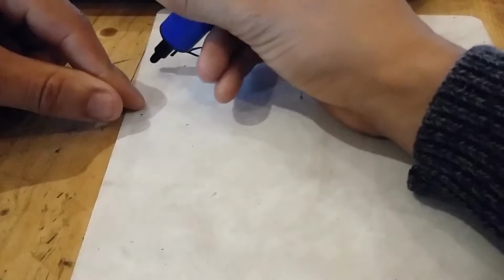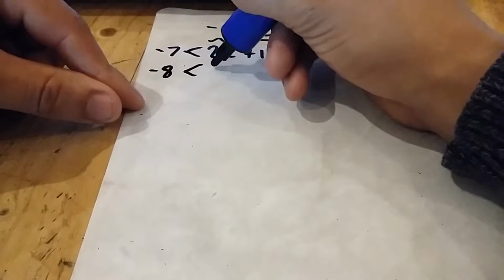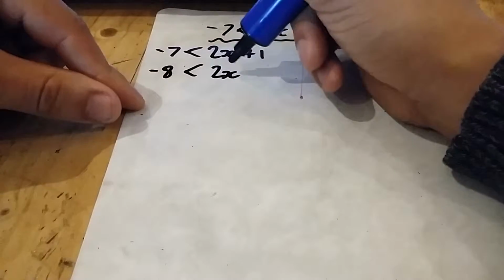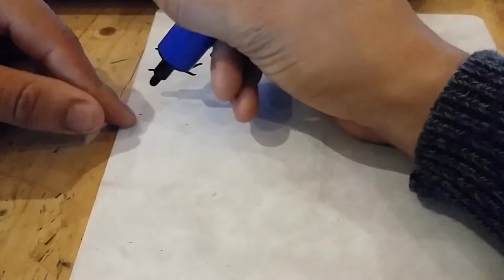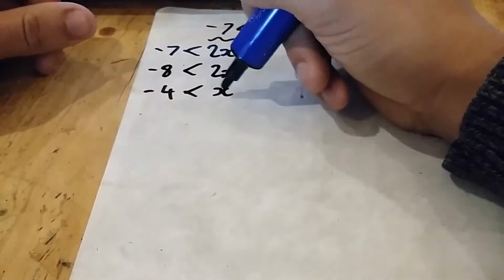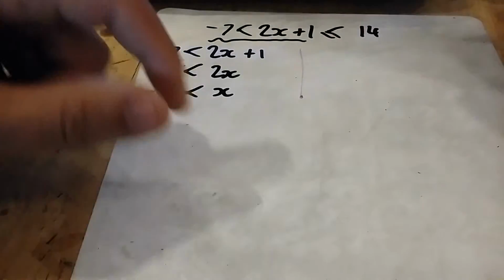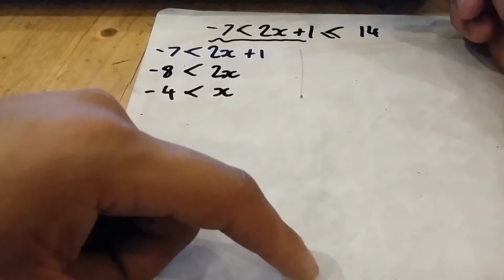So from here I can take 1 from both sides to get minus 8 is less than 2x. And then I can divide both sides by 2 to get x on its own, which is greater than minus 4. Okay, now back to the drawing board where we started.